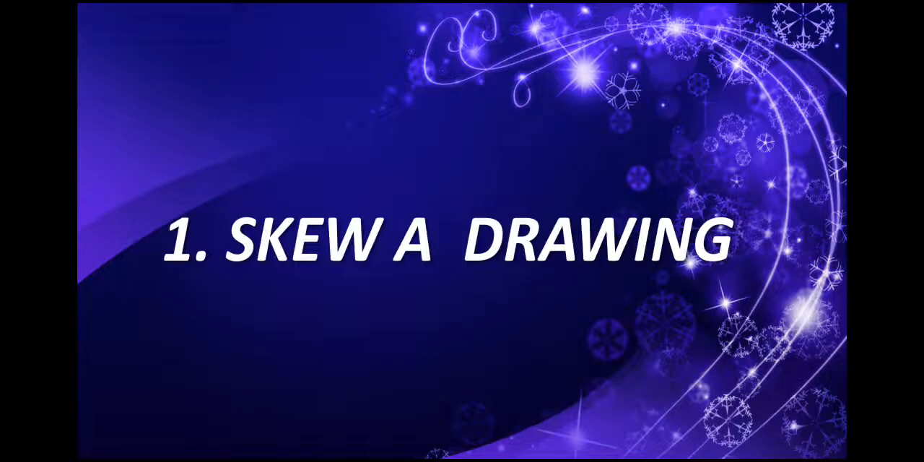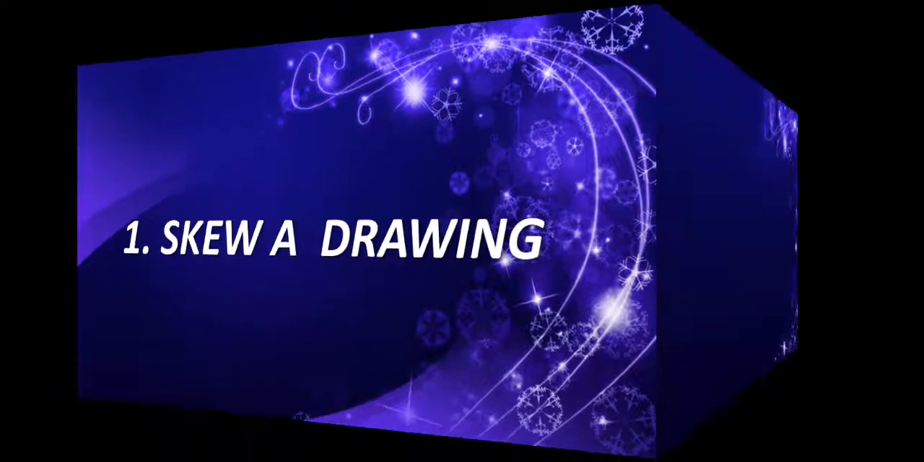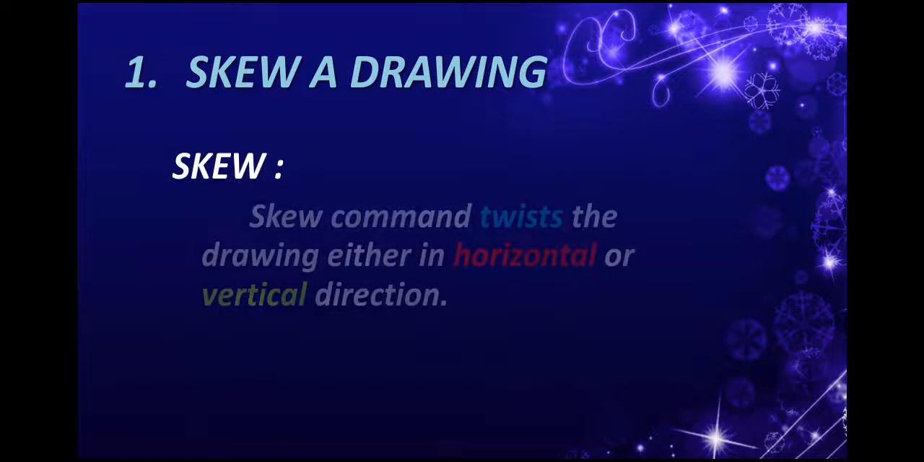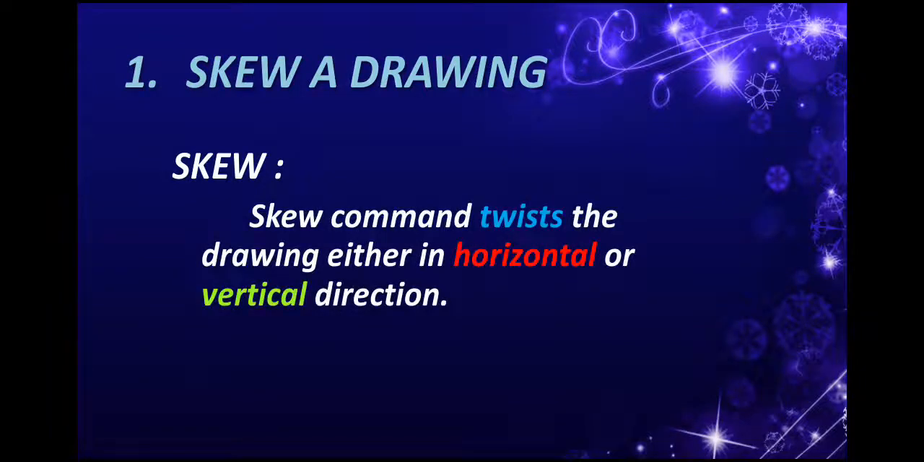First, skew a drawing. What is a skew? Look at the definition of skew. The skew command twists the drawing either in the horizontal or vertical direction. First I will tell you what is meant by horizontal. Horizontal means left to right and vertical means top to bottom. In these two directions, if you want to give your drawing a twisting effect, either in the horizontal direction or vertical direction, you have to select the skew command or give the values in the skew command.